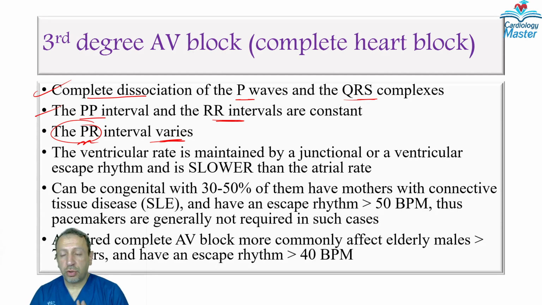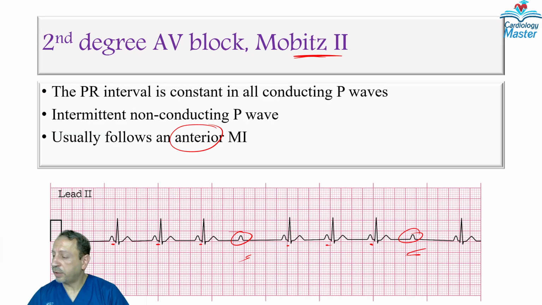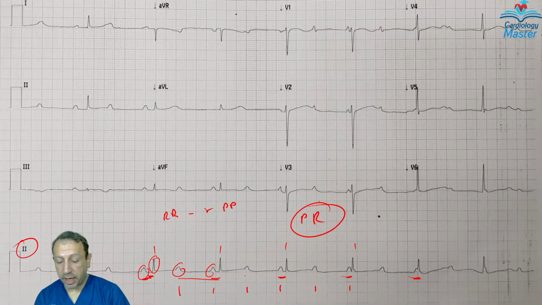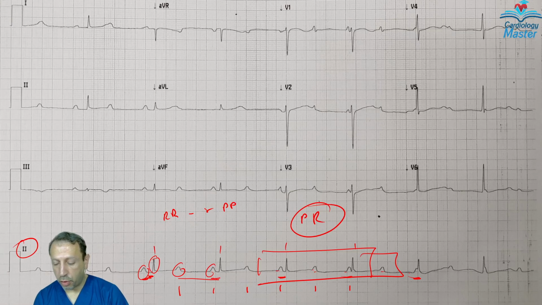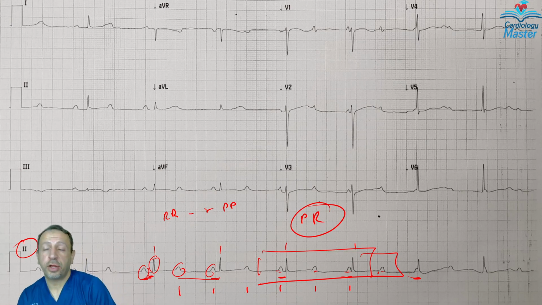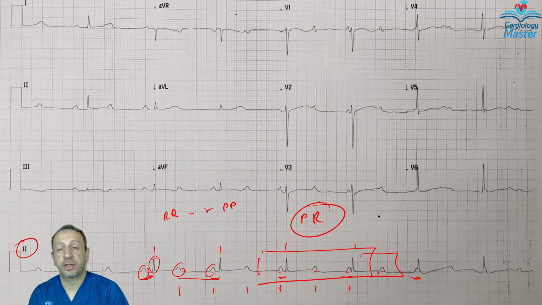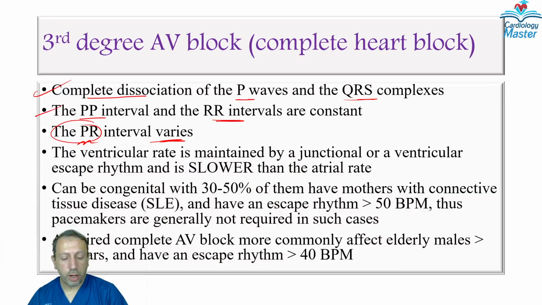Okay, and also you must know that the P wave, the atrial rate, is faster than the ventricular rate. So you can see in this block that there are more P waves, 1, 2, 3, 4, then there are 2 QRS complexes. So the atrial rate is faster than the ventricular rate, or the ventricular rate is slower than the atrial rate. There are 2 conditions that you should be aware of: it can be congenital, or it can be acquired causes for complete heart block.